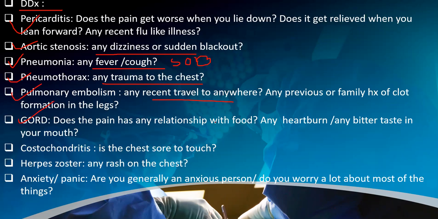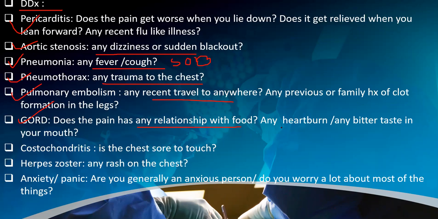For gastroesophageal reflux, does the pain have any relationship with food, any heartburn, or any bitter taste in your mouth? A patient with peptic ulcer or gastroesophageal reflux disorder will have pain associated with food, and also a central burning chest pain, which gets worse on lying down or bending forward. That's your reflux-related pain. Or taking spicy food, fatty food, hot fried food. Okay, so that's your gastroesophageal reflux.